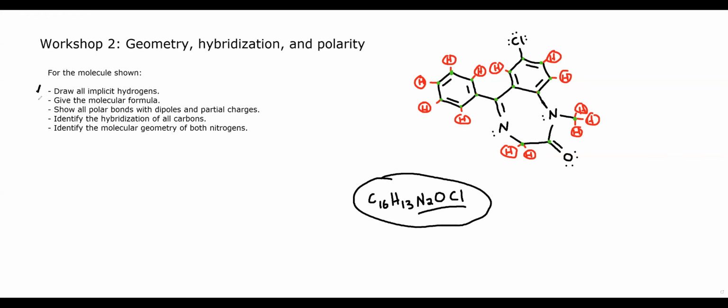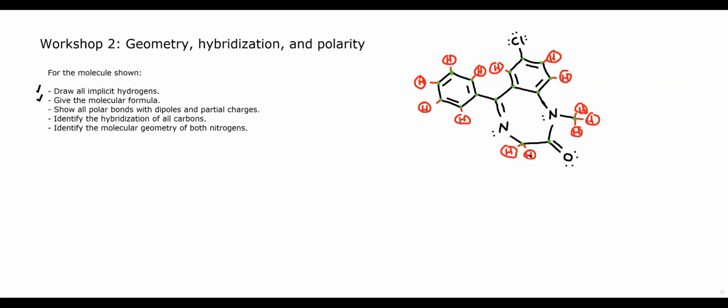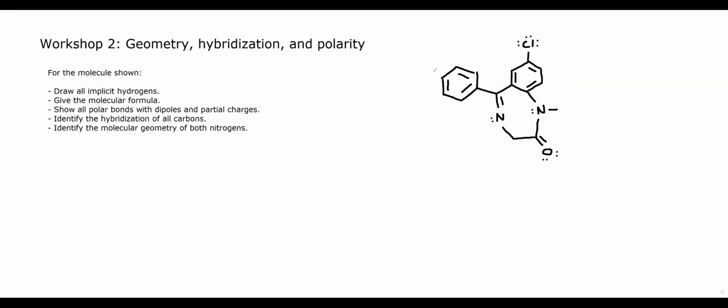Okay, so we have the implicit hydrogens, we have the formula. Let's show the polar bonds with dipoles and partial charges. Okay, this might get a little messy over here. Let me erase some. Okay, so I redrew the structure here just to clean it up a bit as we move on. So we did the first one, we did the second one. Now let's show the polar bonds with dipoles and partial charges.